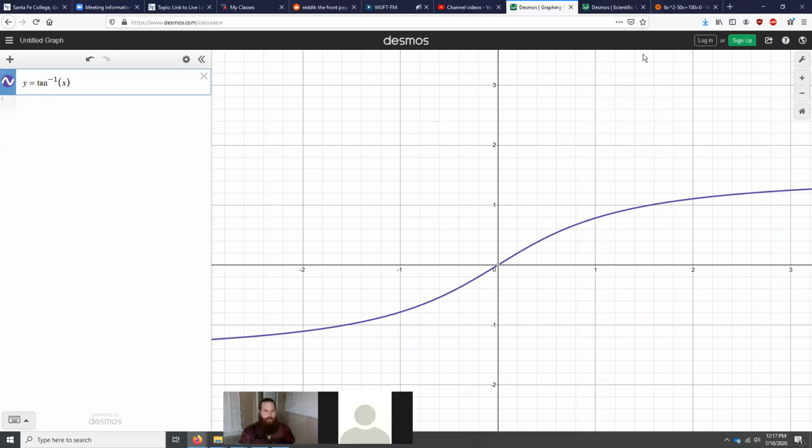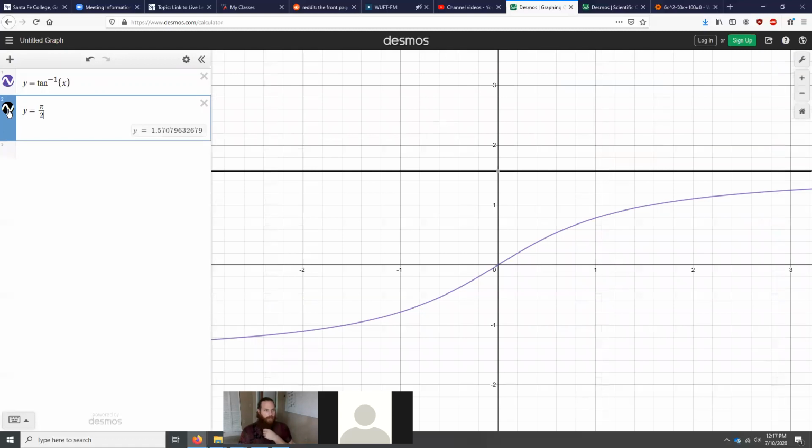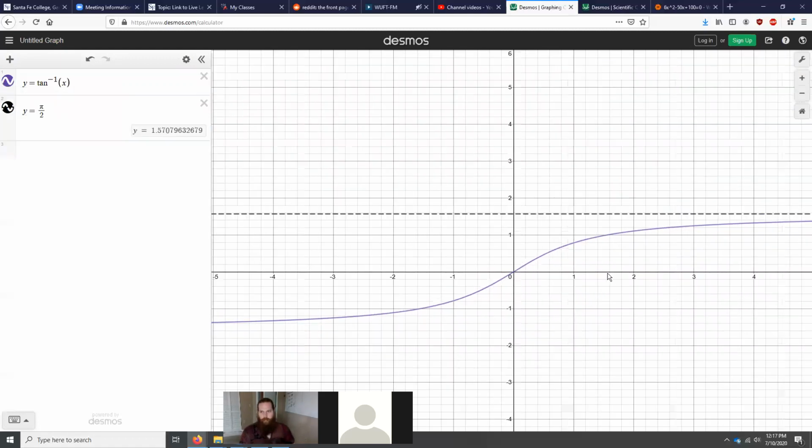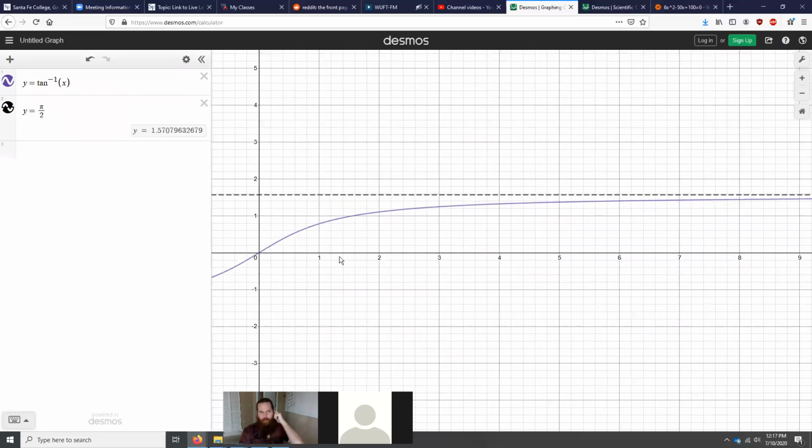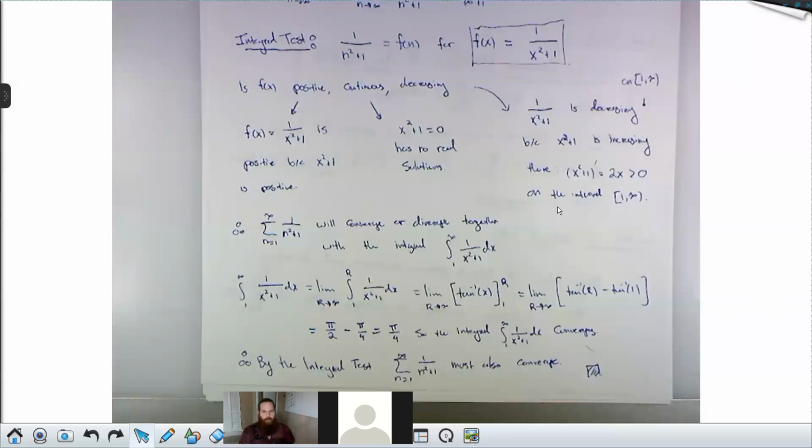And as x runs off to infinity, the graph approaches pi over 2, right? So as we wander way out here, you see that the limit as r goes to infinity of the inverse tangent of r is pi over 2. So this piece goes to pi over 2. This piece is pi over 4. So you get pi over 2 minus pi over 4. That's pi over 4.